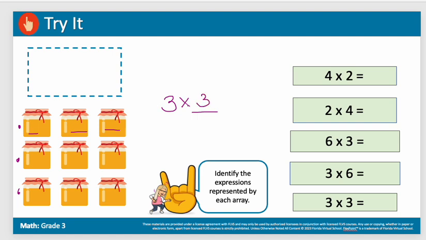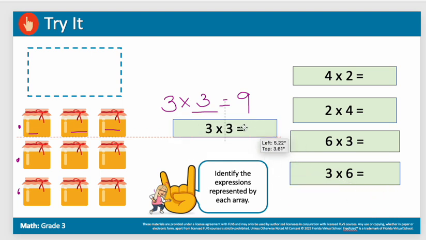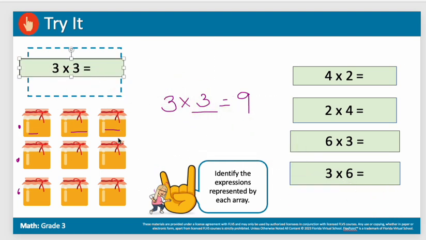So I know 3 groups of 3 equals how many? Well, that's 1, 2, 3, 4, 5, 6, 7, 8, 9. So I know 3 groups of 3 is the number 9. So I would say the multiplication equation to match with that is 3 times 3 equals 9.